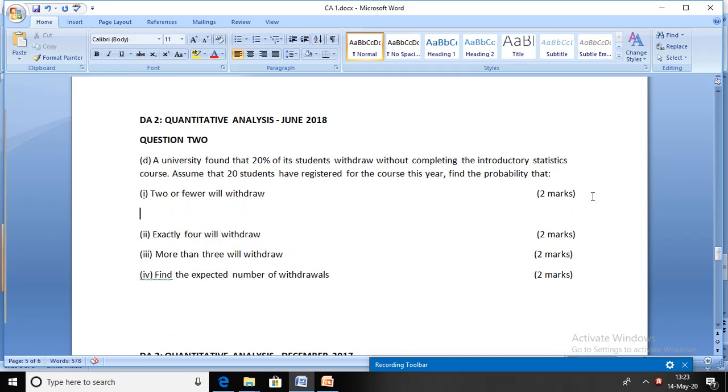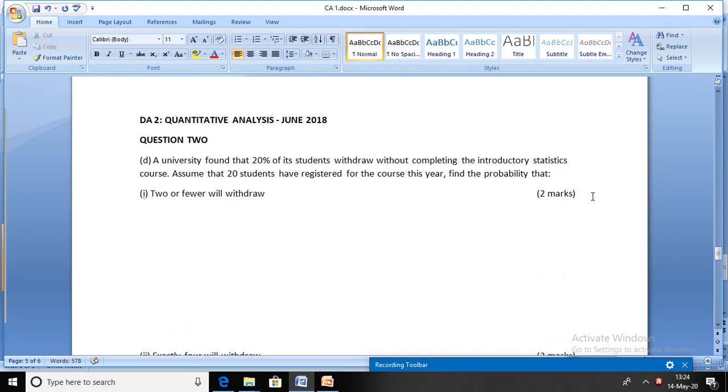Assume that 20 students have registered for the course this year. Find the probability that 2 or fewer. So 2 or fewer means that the maximum number of withdrawals is 2. So it can be 2 or less. That can either be 0 withdrawals or 1 withdrawal or 2 withdrawals. So we have 3 different possibilities, and these are mutually exclusive possibilities. So let's go to the solution.